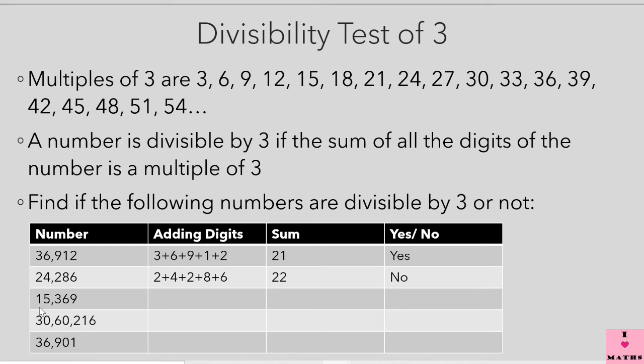Okay. Now let us do this number. 15,369. 9 plus 6 is 15. 15 plus 3 is 18. 18 plus 5 is 23. And 23 plus 1 is 24. So the sum of all the digits of this number is 24, and 24 comes in the table of 3. So children, this number is a multiple of 3. See, this is a multiple of 3.